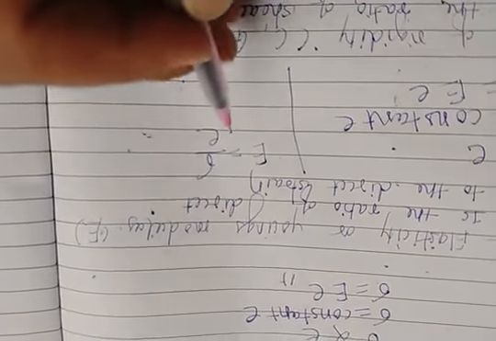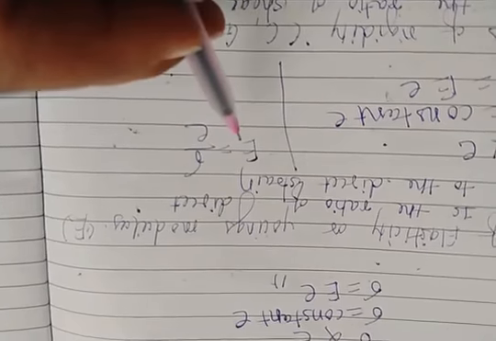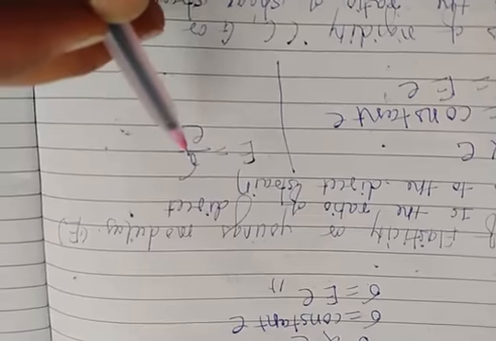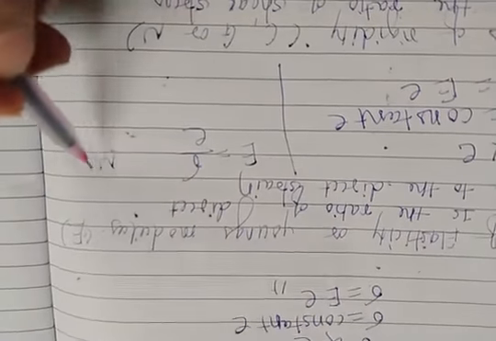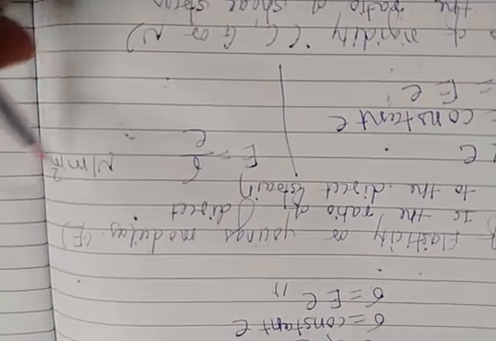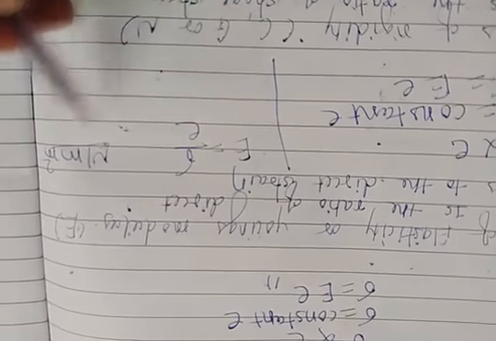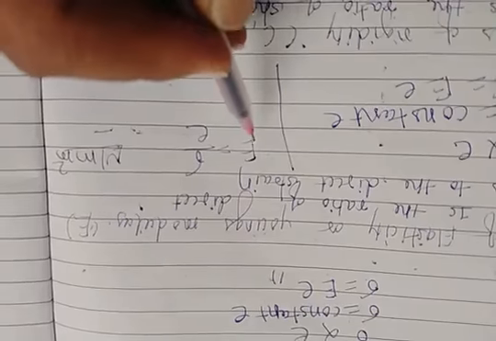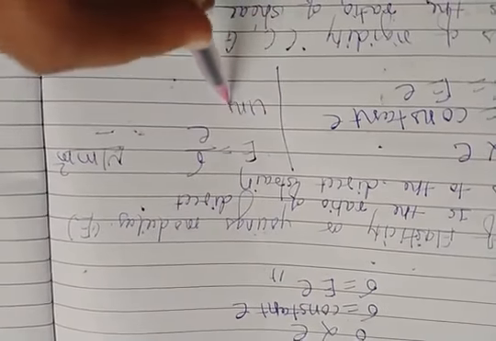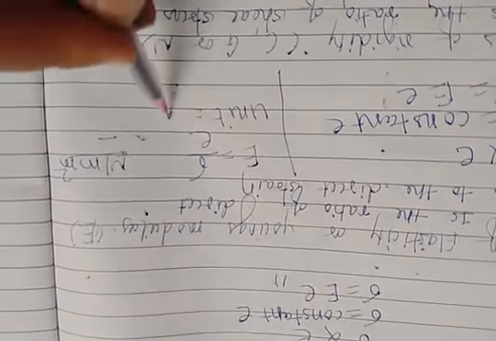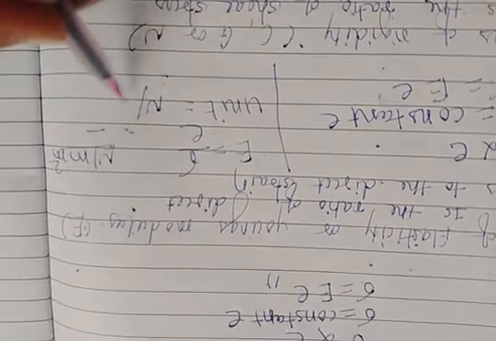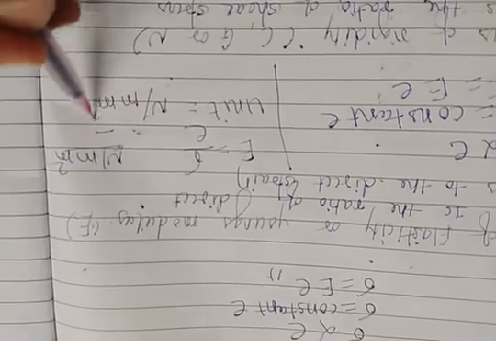Now check the unit for Young's modulus. We know the unit for stress is Newton per mm square, and strain has no unit. So the unit for modulus of elasticity is the same as that of stress, Newton per mm square.